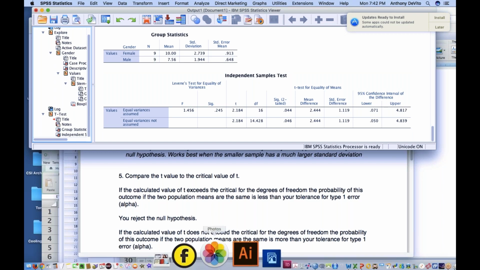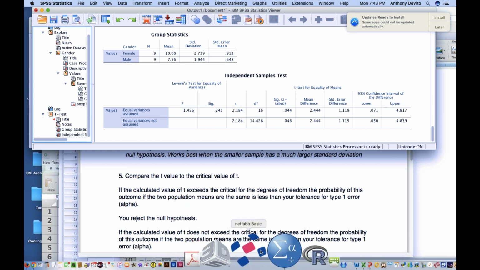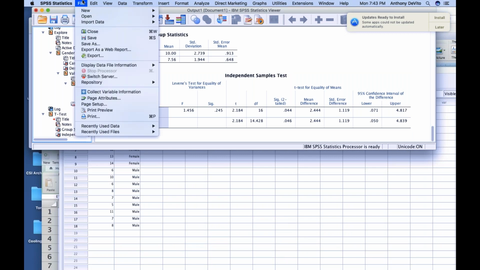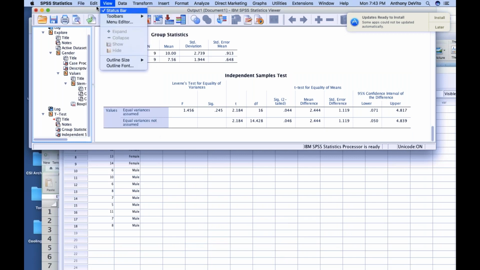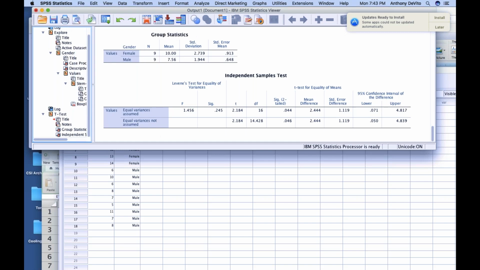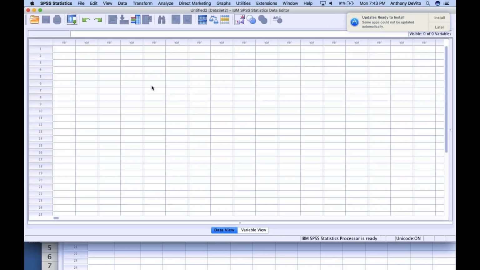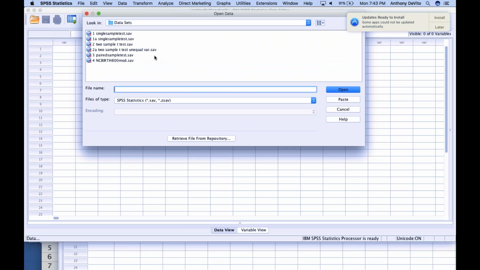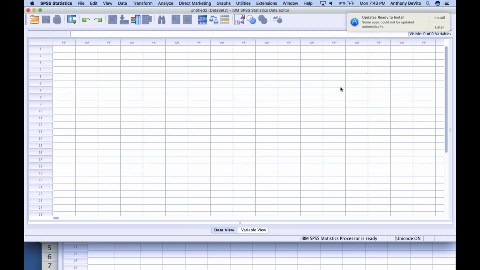We can try one now. I'm going to go to SPSS. There's another data set there that's similar to the one that we're working with, except that it has unequal variances. Data, open, data. It is 2 sample t-test unequal variances. We'll click open.